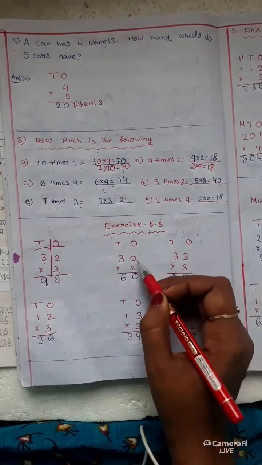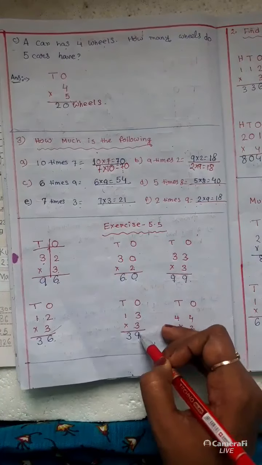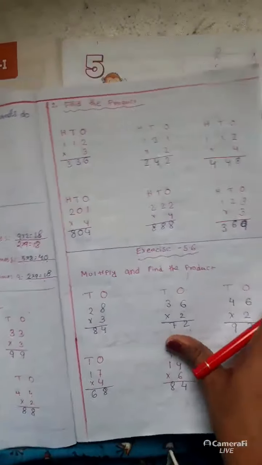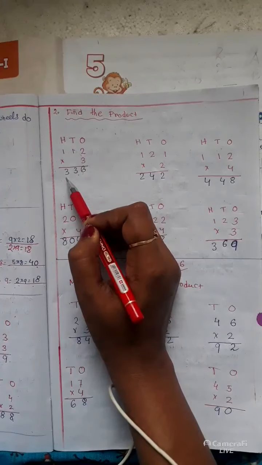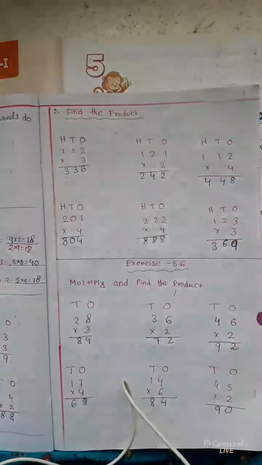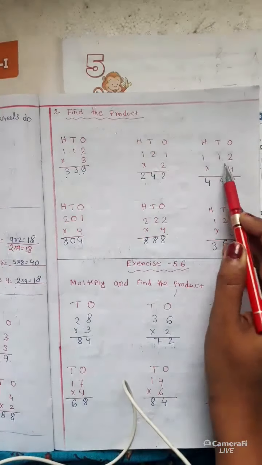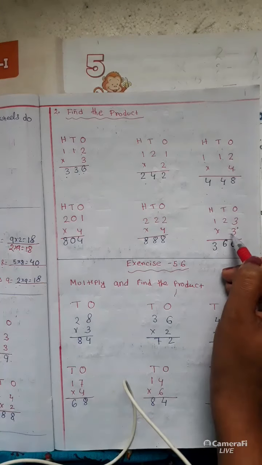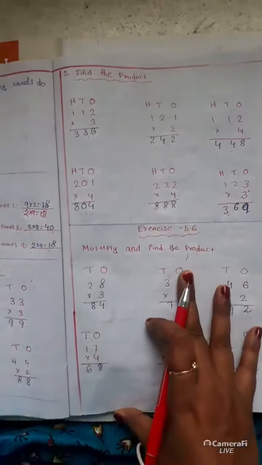Here 0 into 2 is 0, 2 into 3 is 6. 3 3s are 9. 2 3s are 6, 3 1s are 3. 4 2s are 8. Now with 3 digit numbers, 3 2s are 6, 3 1s are 3. 2 1s are 2, 2 2s are 4, 2 4s are 8, 4 1s are 4. 3 3s are 9, 2 3s are 6, 3 1s are 3. Like the same way you need to complete the rest.